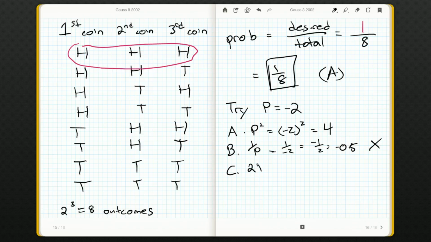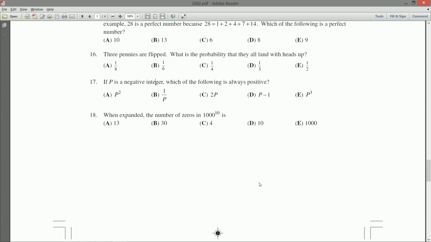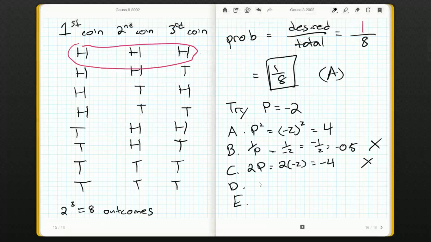C, 2p, well we already talked about that. 2 times negative 2, that's negative 4. C is also out, so now we're looking at A, D, or E as our answers. Now what was D? P minus 1, and then of course p cubed.